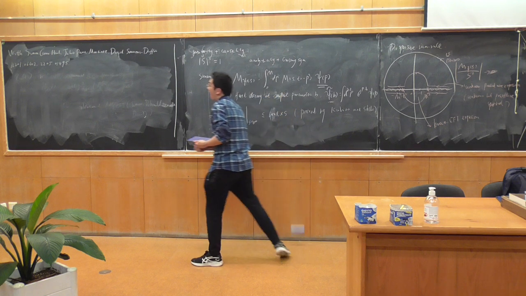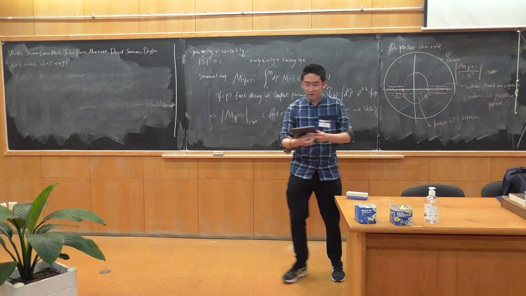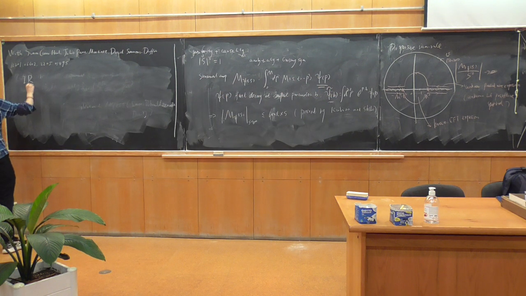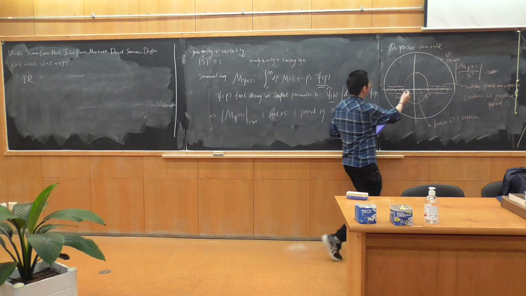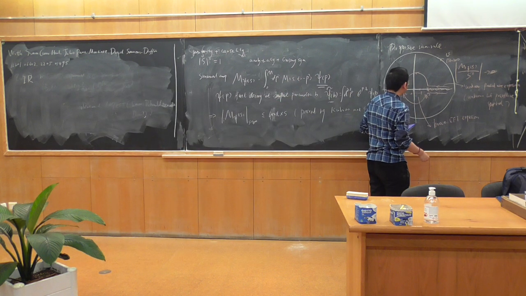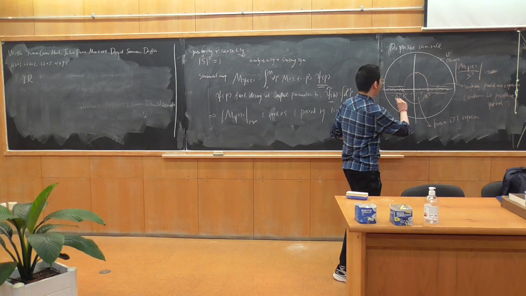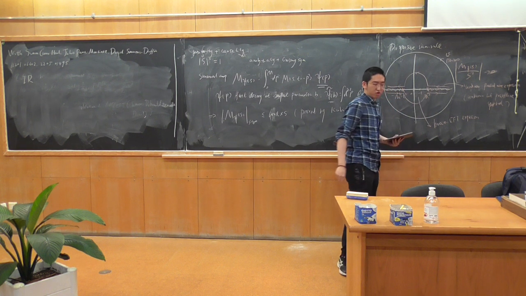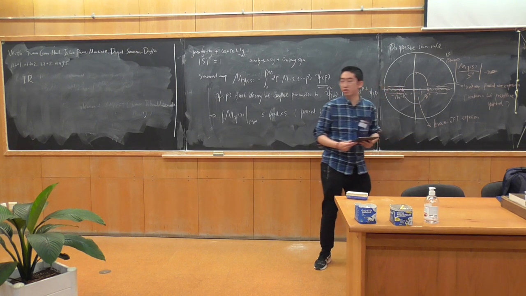So let's start with the IR. In the IR, the idea is that we are in the region of this small arc, and in the limit where we can ignore any loop effects, there will be no cuts between 0 and m squared. There are just simple poles, and then we can pick up the residues.